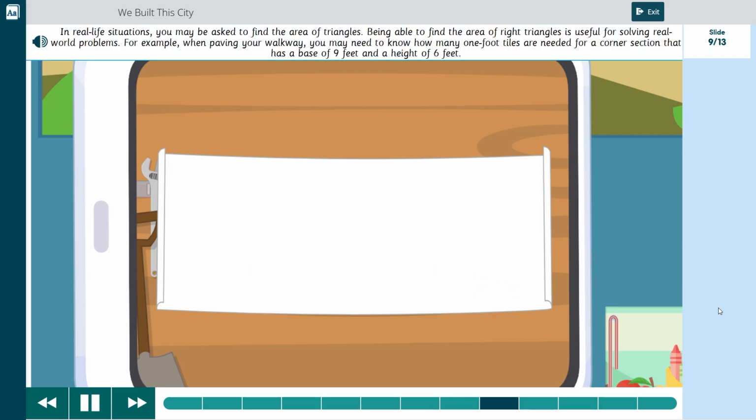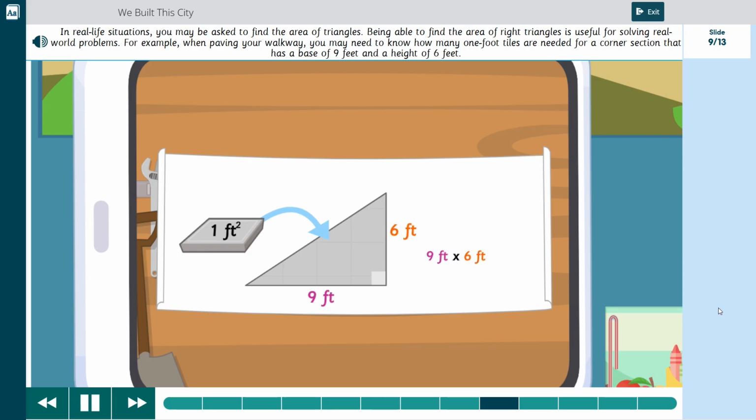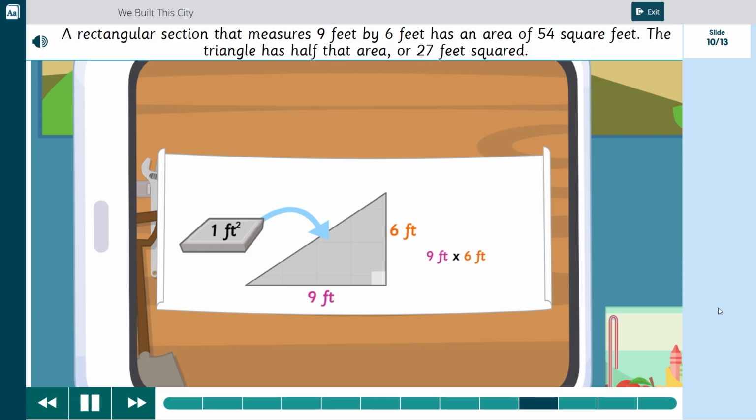In real-life situations, you may be asked to find the area of triangles. Being able to find the area of right triangles is useful for solving real-world problems. For example, when paving your walkway, you may need to know how many 1-foot tiles are needed for a corner section that has a base of 9 feet and a height of 6 feet. A rectangular section that measures 9 feet by 6 feet has an area of 54 square feet. The triangle has half that area, or 27 feet squared.